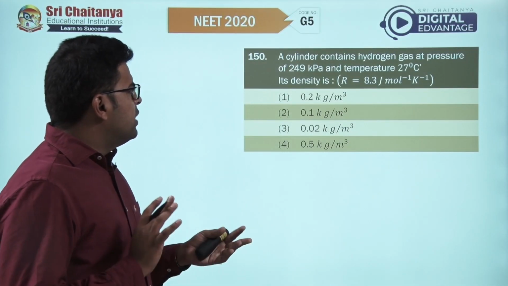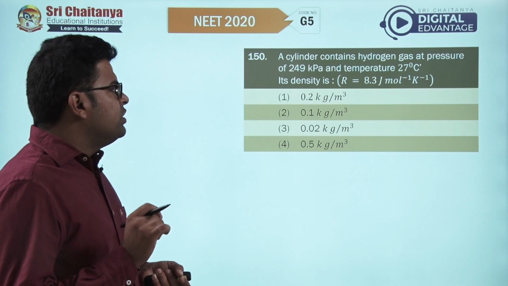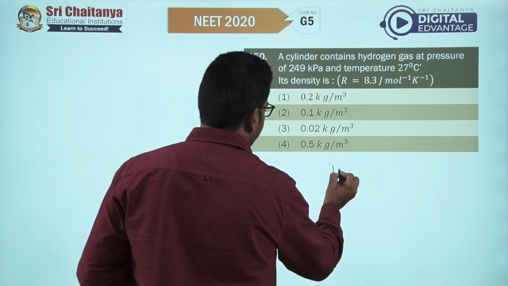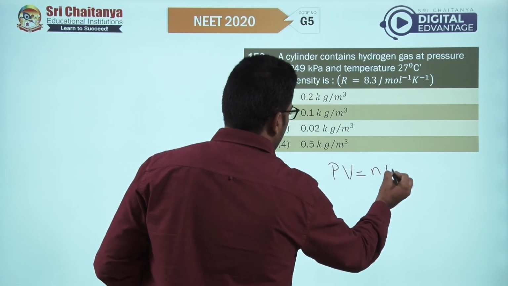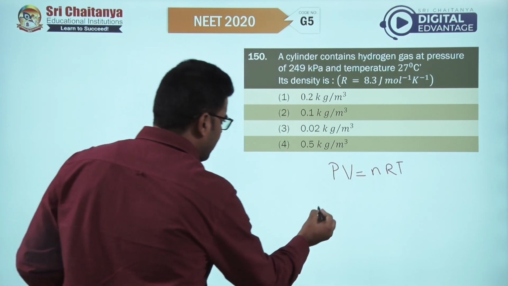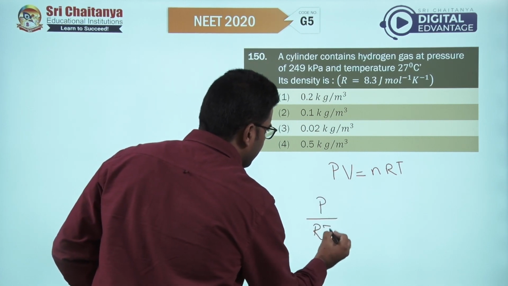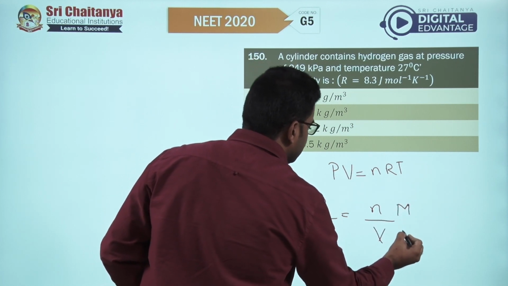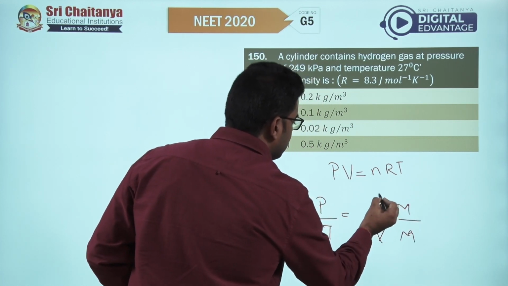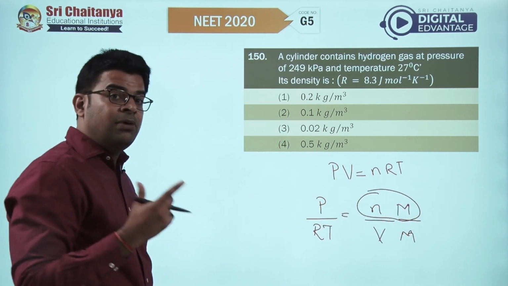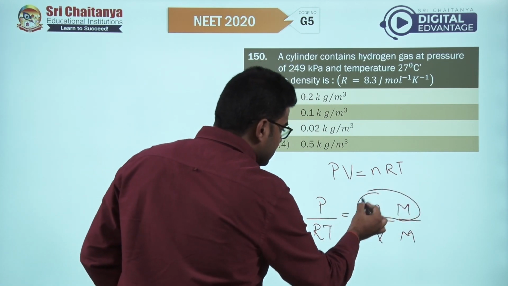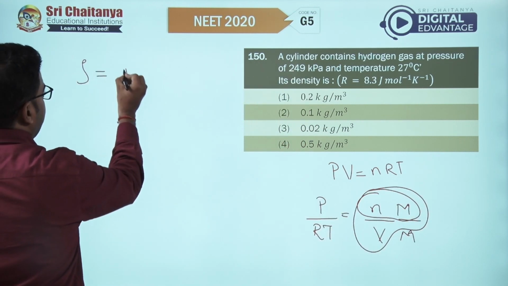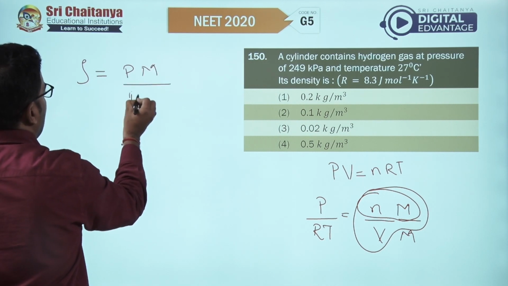Question number 150. A cylinder contains hydrogen gas at pressure of 249 kilopascal and temperature of 27 degrees centigrade. What is the density? From the ideal gas equation, which is PV equals nRT, we can play a little bit. We can write P by RT equals n by V. If we multiply molar mass in numerator and denominator on the right hand side, this number of moles into molar mass becomes mass of the gas, and this mass of the gas divided by volume becomes the density. So the density of gas is nothing but PM by RT.